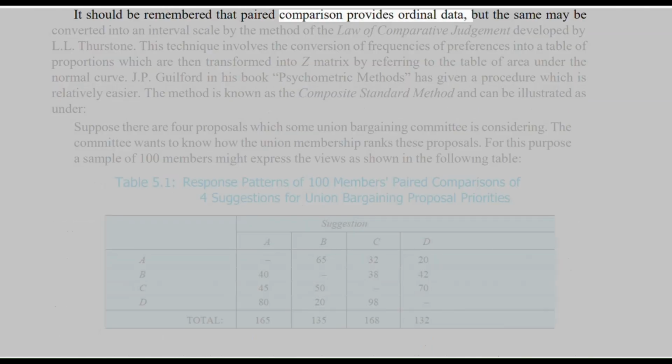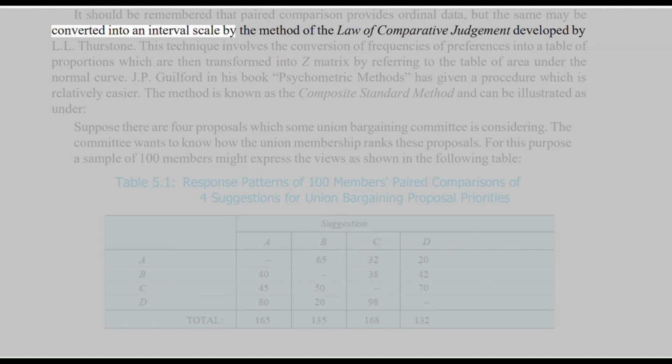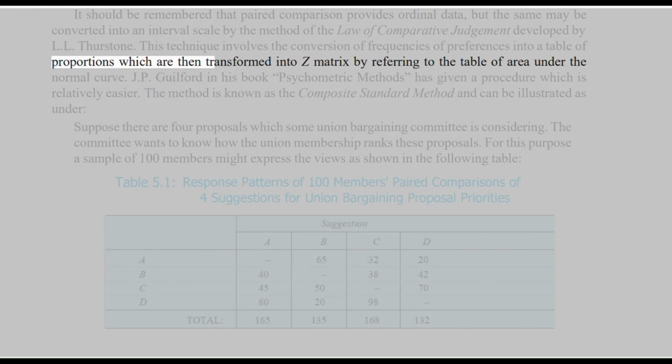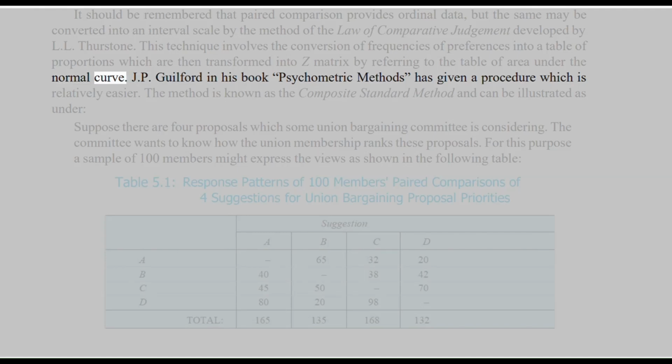It should be remembered that paired comparison provides ordinal data, but the same may be converted into an interval scale by the method of the law of comparative judgment developed by L. Thurstone. This technique involves the conversion of frequencies of preferences into a table of proportions, which are then transformed into Z matrix by referring to the table of area under the normal curve.